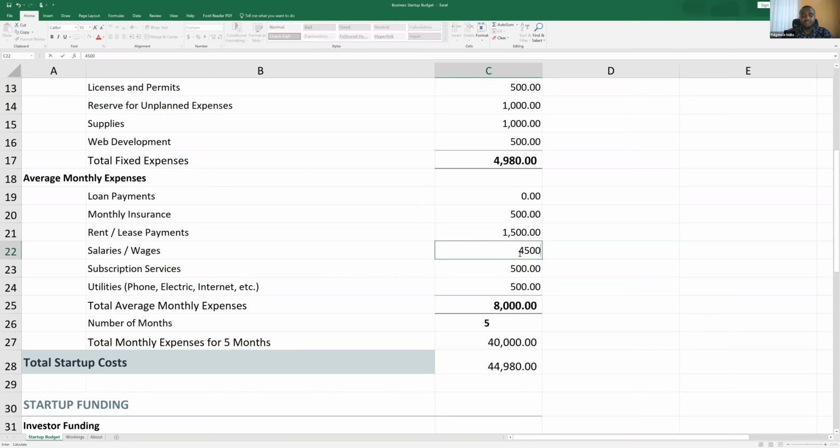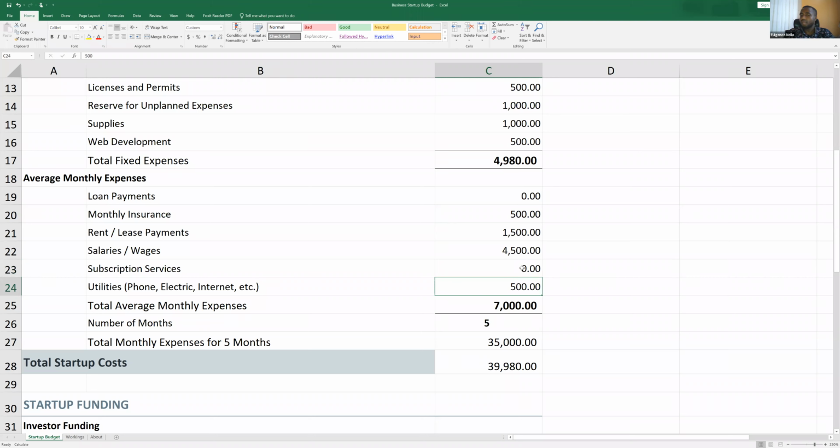Salaries, we can put 4,500. Again, remember, we are putting it in a block because of time. When you're doing your salary working, you indicate the chef is going to get this amount of money, the cashier this amount, the security guard this amount, the delivery guy this amount. It has to be broken down so that we have exactly the breakdown of the salaries. Subscription services, we don't need any for this food business.